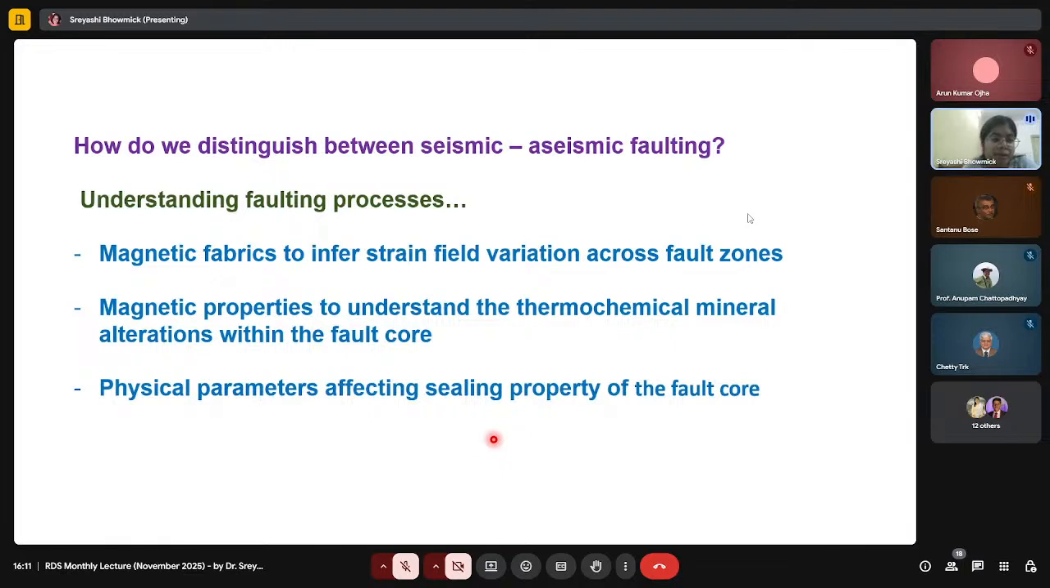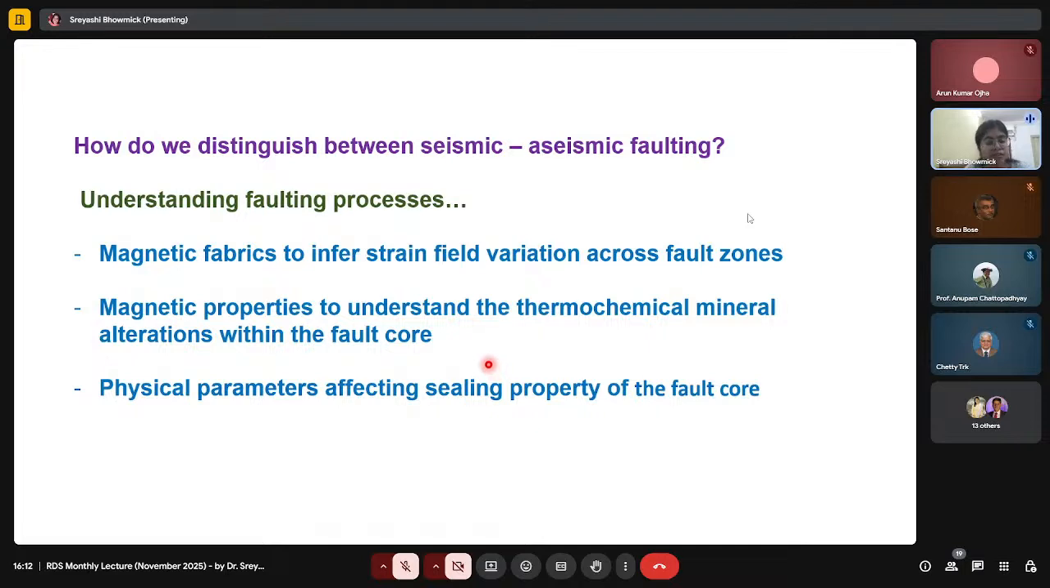Now, what is the problem here? As I already mentioned, there are several seismic segments along the Dead Sea fault. We also have a lot of real-time data which shows the seismic events. But in between 2 consecutive seismic events, there can be aseismic faulting. But this seismic to aseismic transition is not very well known around this entire fault system.